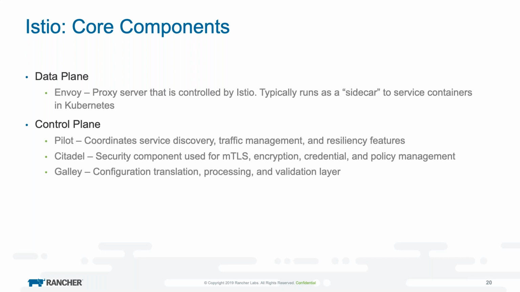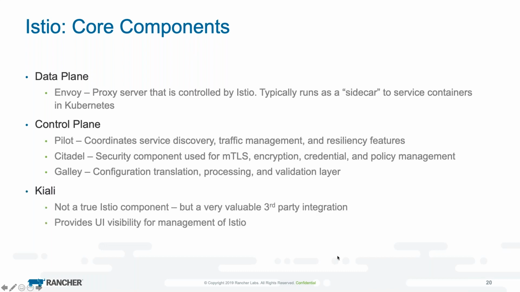Galley is going to ensure that any configuration passed into Istio by way of Kubernetes is valid, that configuration is translated into internal Istio configuration, where in Kubernetes it may just be a YAML manifest or a custom resource definition, right? So Galley is a processing, validation, translating layer that isolates Istio from the underlying infrastructure and translates user configuration.